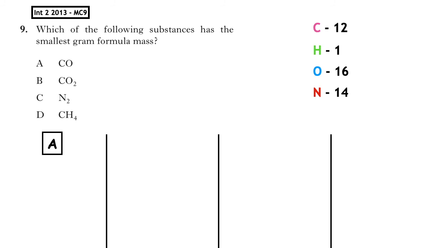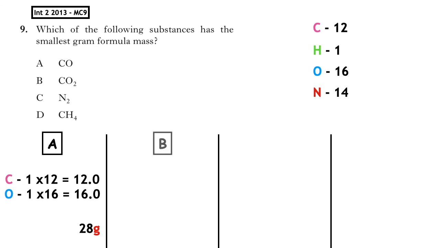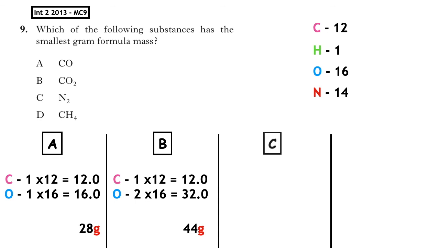A is carbon monoxide. Carbon, we've got 1 in the formula, 1 times 12 equals 12. Oxygen, we've got 1 in the formula, 1 times 16 equals 16. So therefore the GFM is 28 grams. B, we have carbon dioxide. How many carbons do we have in the formula? We have 1. 1 times 12 is 12. Oxygen, how many do we have in the formula? We have 2. 2 times 16 equals 32. When we add these up, we get a GFM of 44 grams.